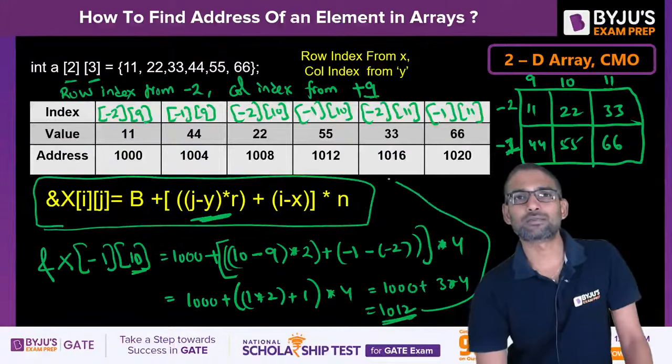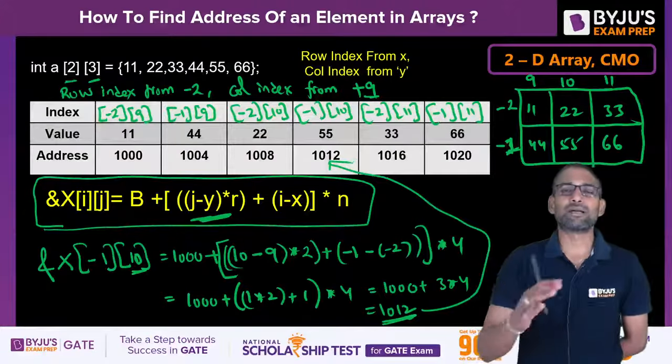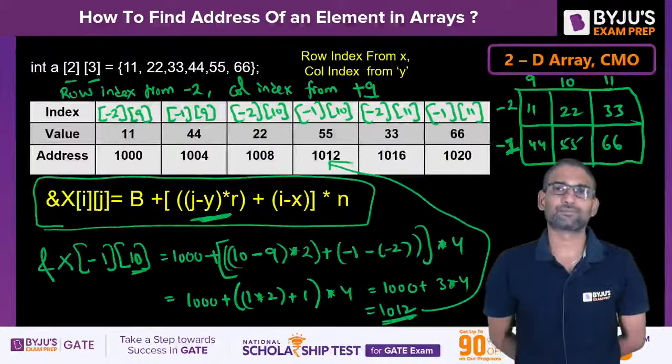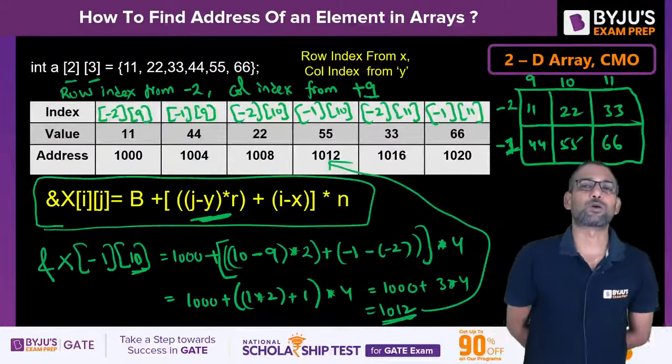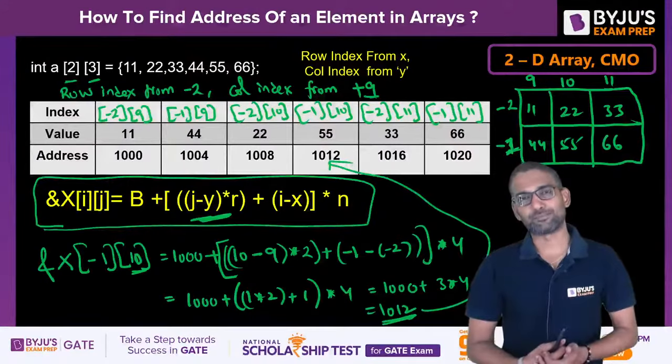This is correct? Address of -1, 10 is 1012. Of course, yes. So, it is the formula for column major order. And you can do further experiments on it.